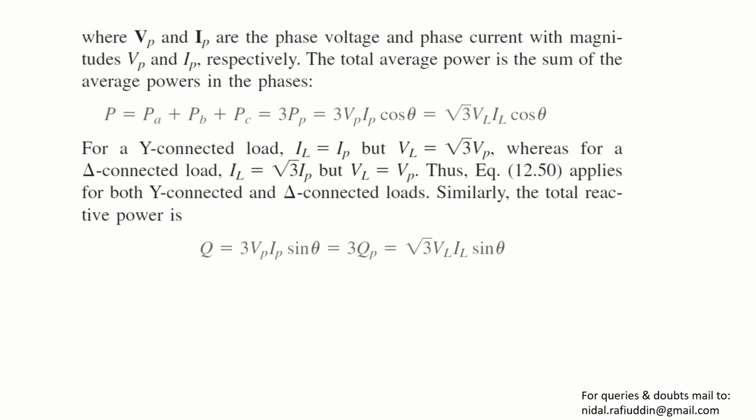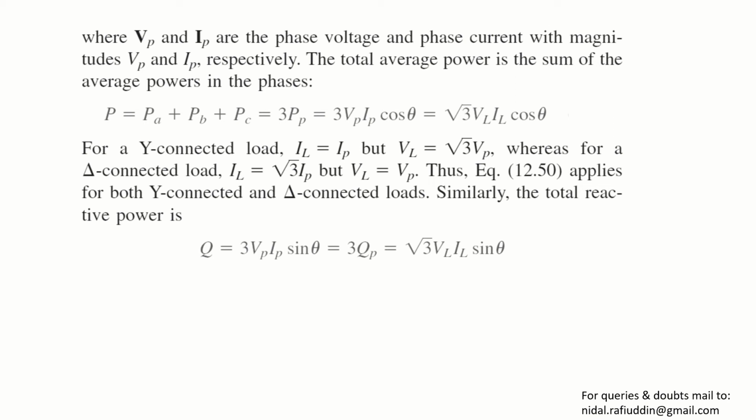Likewise, for a delta connected system we had VP equal to VL, while there was a division in current, and that division was given by the expression IL equal to root 3 IP. So if we substitute IP equal to IL by root 3, we get the same expression, root 3 VL IL cos theta, for the delta connected system as well.